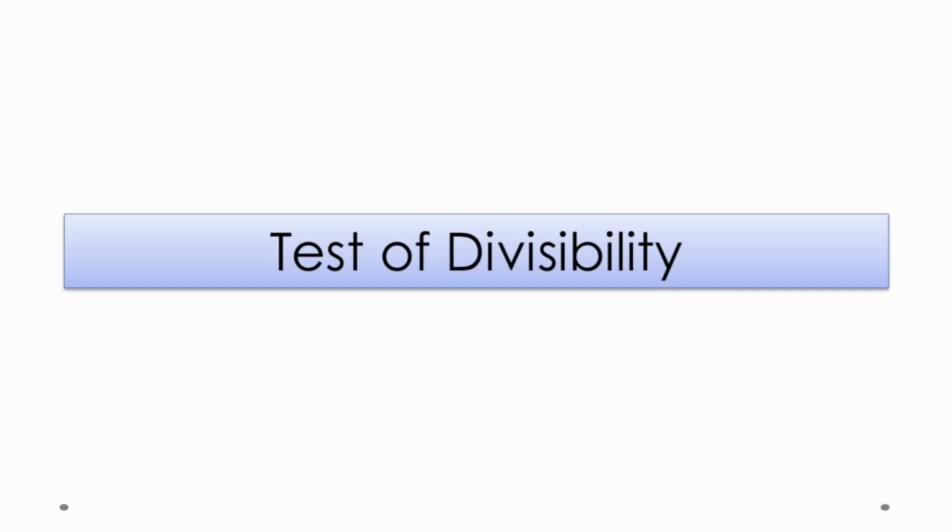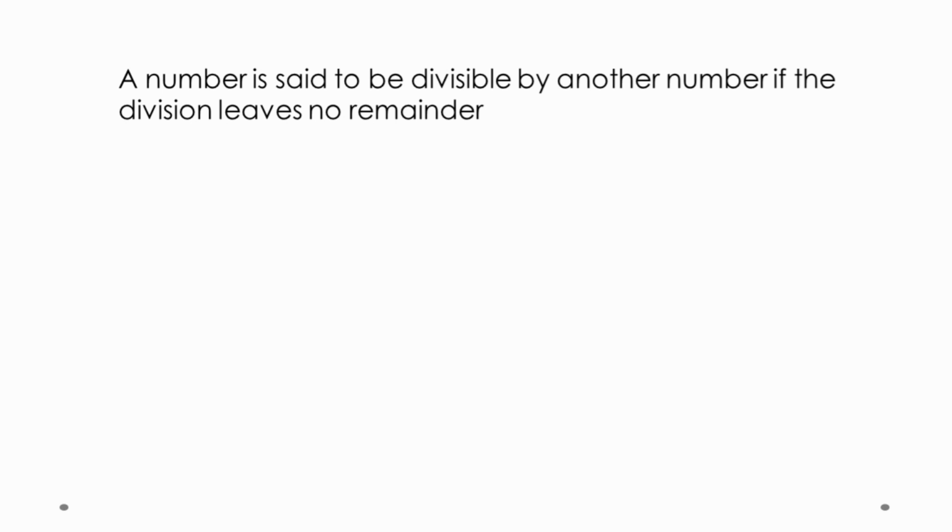The test of divisibility. What do we mean by divisibility? A number is said to be divisible by another number if the division leaves no remainder. Let's take an example. We take the number 8 and see if it is divisible by 2.